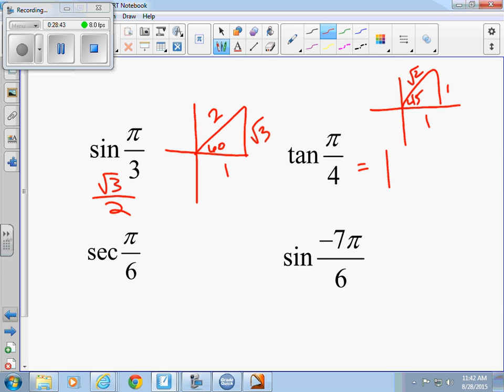It is the ending side of the angle. So if you're making an angle, this is the terminal side. So the angle starts here and ends here.